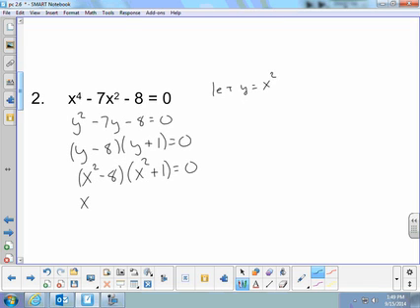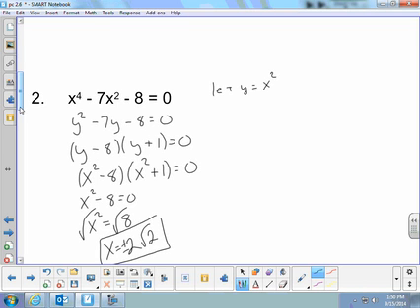Take each one of these and set them equal to 0. Add 8. Take the square root. And I'm going to go ahead and simplify the square root of 2 as 2 radical 2. And don't forget your plus or minus. Here, I'm going to have x squared plus 1 equals 0. Now this is the same one that we just did. X is going to equal plus or minus i.